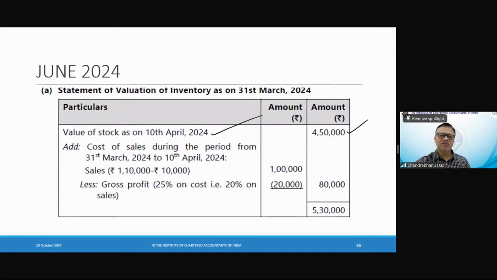The value of stock as on 10th April is 4,50,000. You add the cost of sales. For cost of sales, you take 1,10,000 sales minus sales return. Gross profit is 25% on cost. 25 by selling price 125 equals 1 by 5, which is 0.20. So 20% on sales, you get 80,000. So you get value of stock plus the cost of sales, because you are going towards opening stock. Adding the cost of goods sold, you are getting 5,30,000. Now you got the first part.